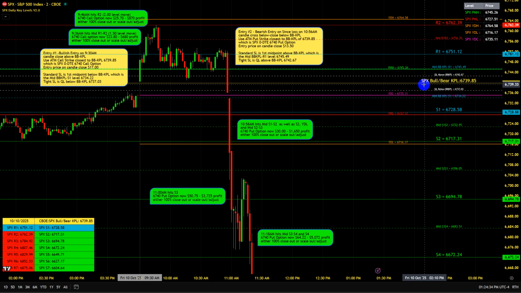So in this case, the bull bear KPL is the level that we're taking the trade from. The midpoint above is a half level, and the R1 level is the one level above. So that's one full level above. That's where you would get out if you're just scalping. And if you were just scalping, then there is no adjustment. There's no scaling out. It's a 100% closeout on scalping.